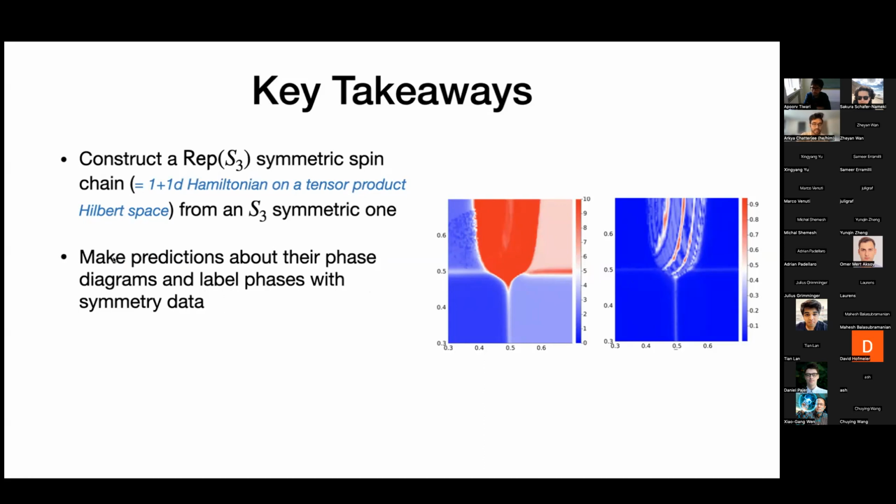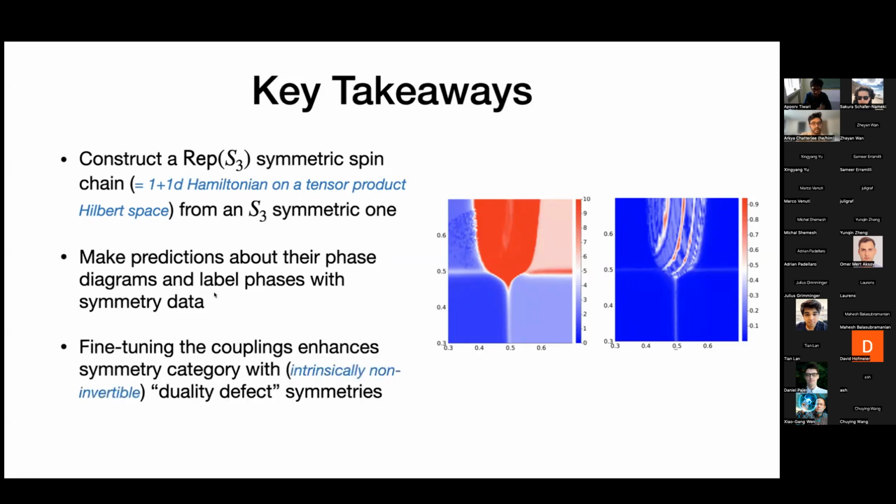So we label the phases of these spin chains with the symmetry data, and we discuss some duality symmetries, similar to Kramers-Wannier, which people may be familiar with. And these are what are called intrinsically non-invertible, as opposed to the Rep S3, which is known as group theoretical non-invertible. So we'll talk about that as well.